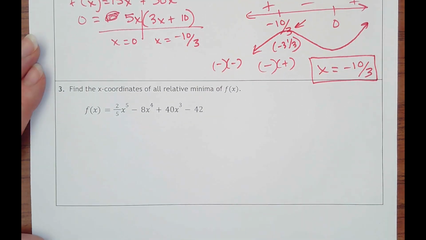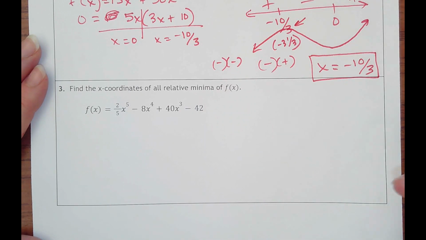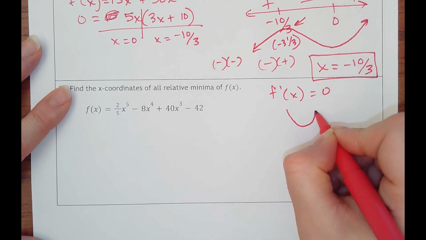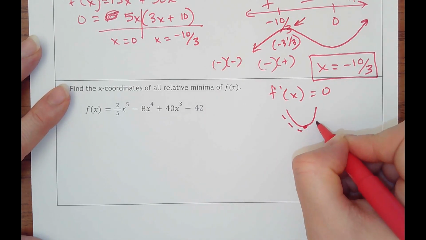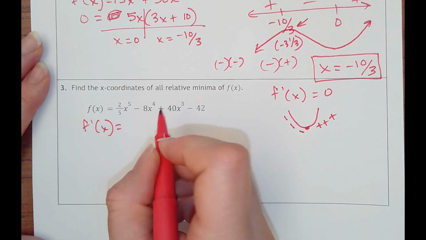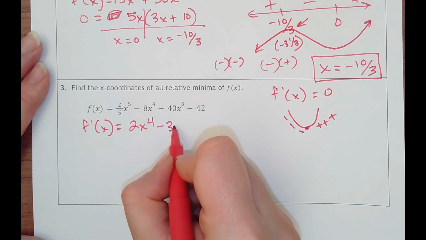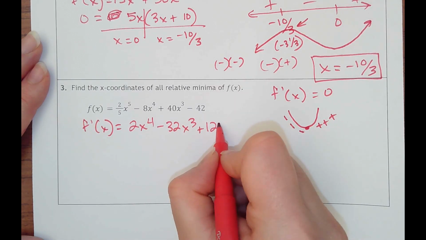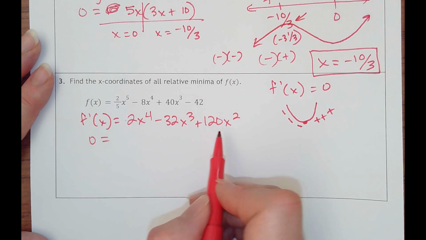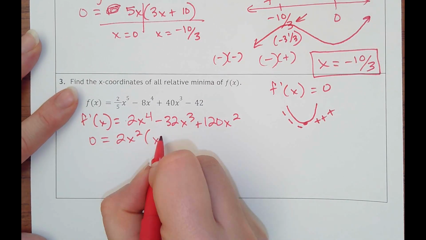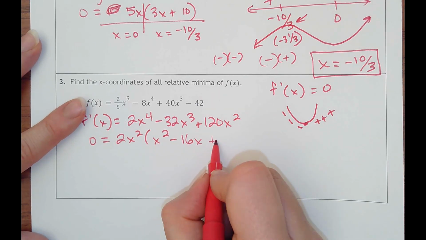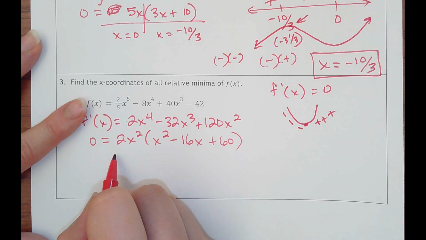And number 3, find the x-coordinates of all relative minima. So same thing where we want to figure out where is the derivative 0, where is the slope 0, but for a minimum, we want to be decreasing slope and then change to increasing slope. Okay, find the derivative. That would be 2x to the 4th minus 32x cubed plus 120x squared. I can take out a 2x squared, so that would leave me with x squared minus 16x plus 60.